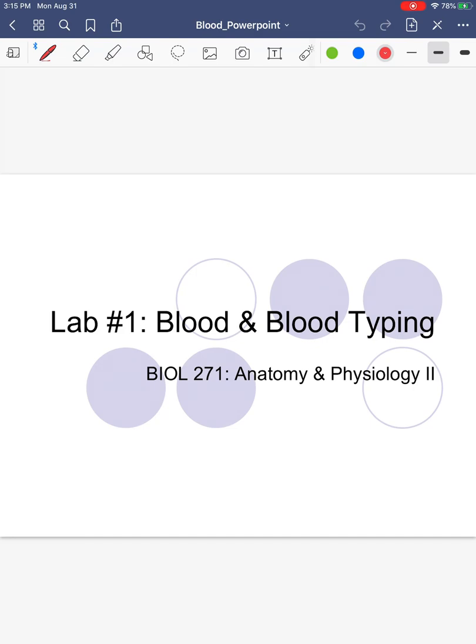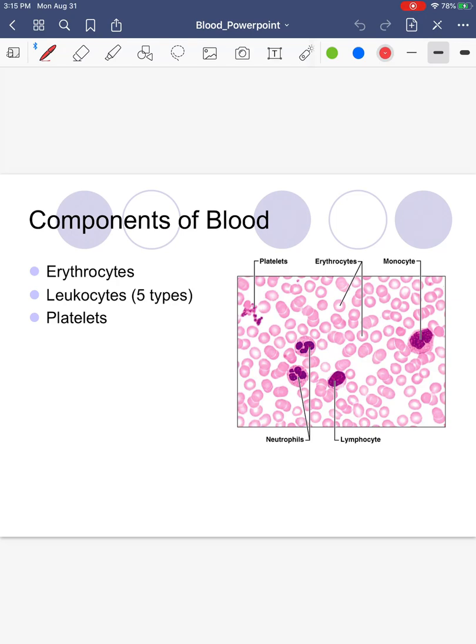Okay? So the first part of this blood lab talks about the different types of blood cells. And you know from lecture that we have the red blood cells, also called erythrocytes, and they're most numerous. So all these red guys or gals are the red blood cells. And then we have the leukocytes, which is a fancy term for the white blood cells. You'll be able to notice the white blood cells because they're less numerous and much larger.